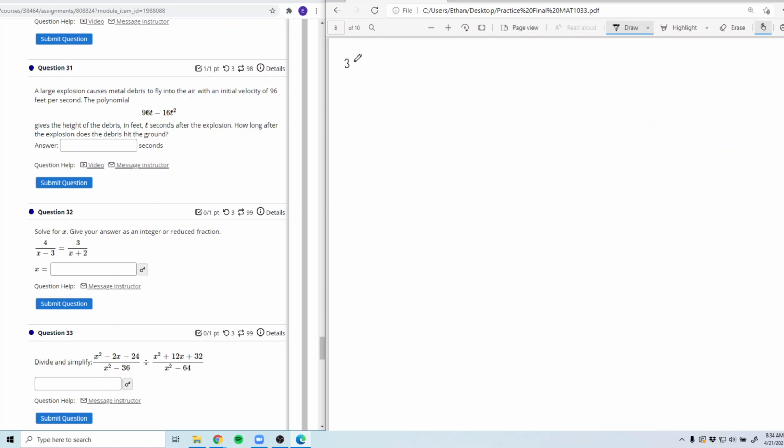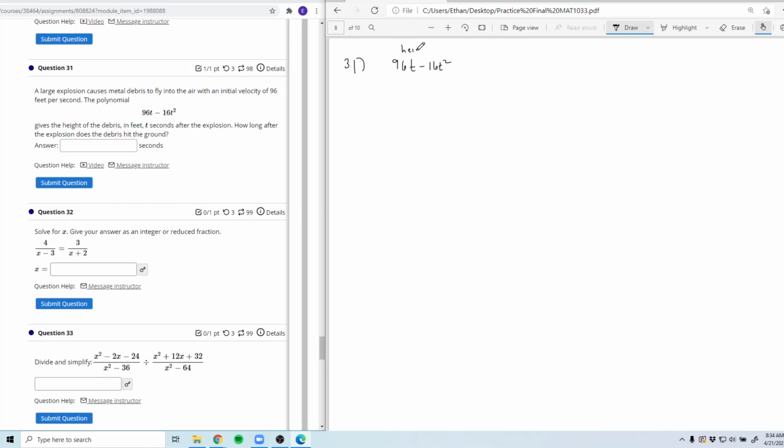Number 31, we start off with a word problem here. It says we have a large explosion causes metal debris to fly into the air with an initial velocity of 96 feet per second. The main thing we want to take here is the equation. The 96t minus 16t squared is the height of the debris in feet, t seconds after the explosion. So at t equals 0 is when it starts. We want to know how long does the debris take to hit the ground.